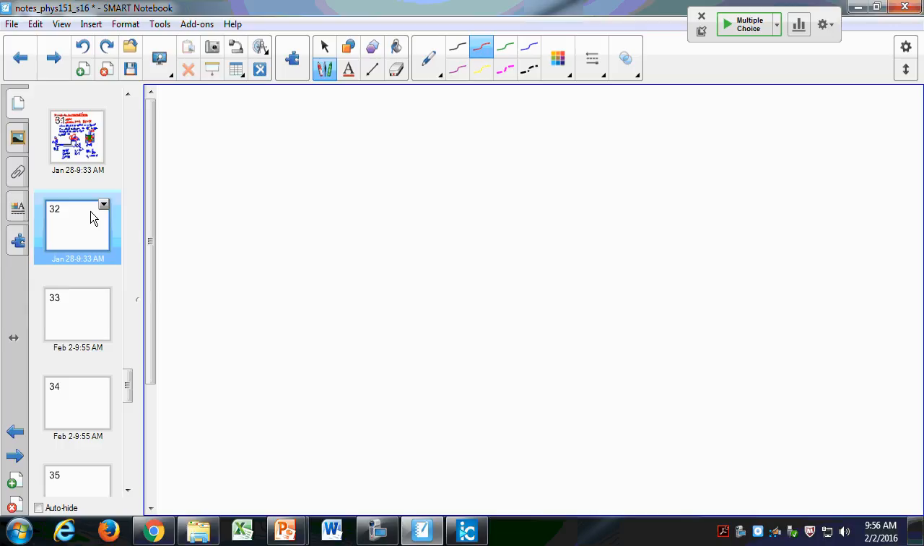Pounds per square inch. PSI measures pressure. It's a force per unit area. In the British system they use pounds per square inch, while we use newtons per square meter.